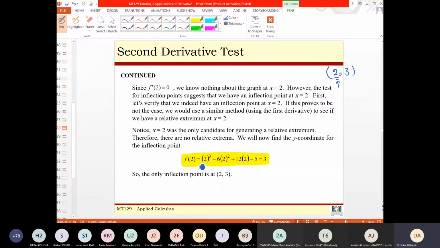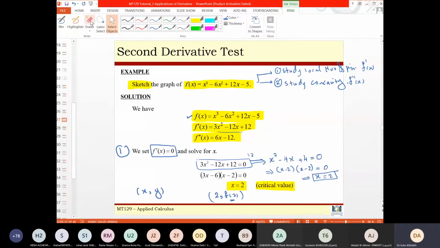Can somebody tell me, now I suspect this point may be a minimum or maximum. How can I check now? How will I check whether it's minimum or maximum? What do you think? By checking the f double dash. You are correct, by checking the f double dash. I already have it here.